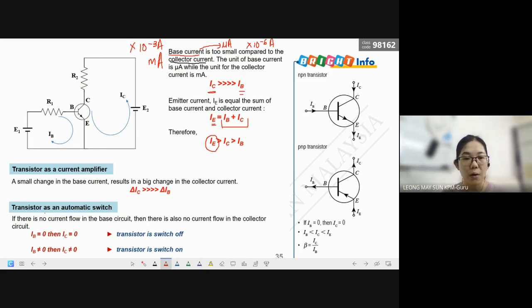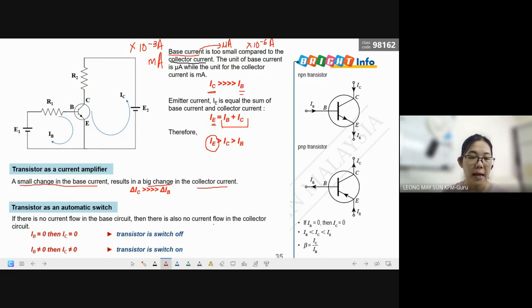If the transistor is acting as a current amplifier, why? Because a small change in the base current can result in a big change in the collector current. Remember, the base current is the switch for the transistor. If the base current is sufficient, then the collector current will flow. So that's the reason why we say the transistor is the current amplifier.